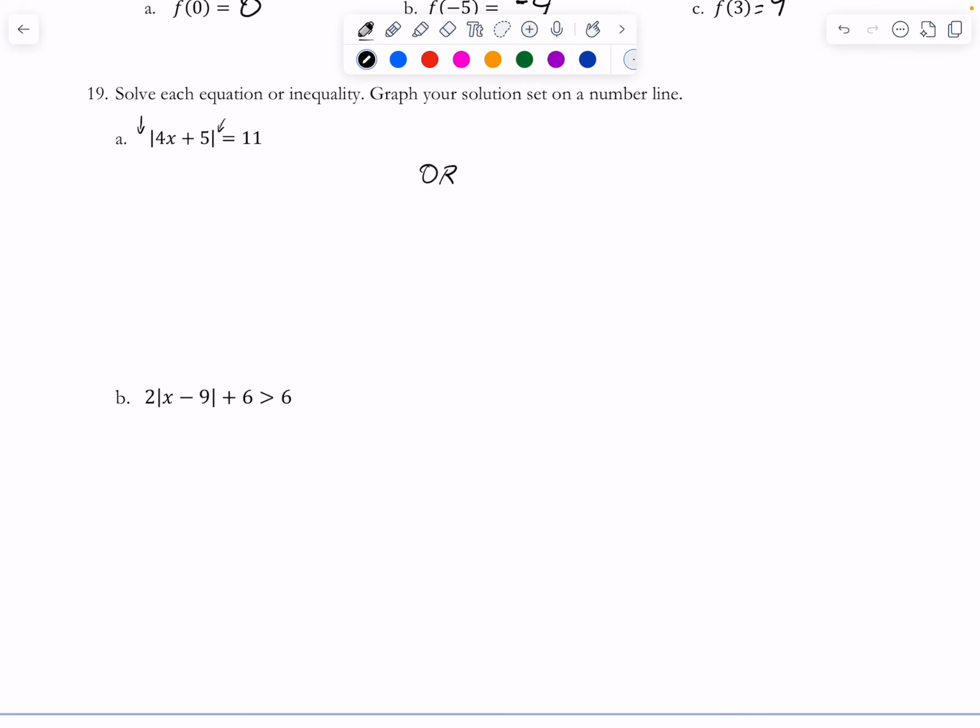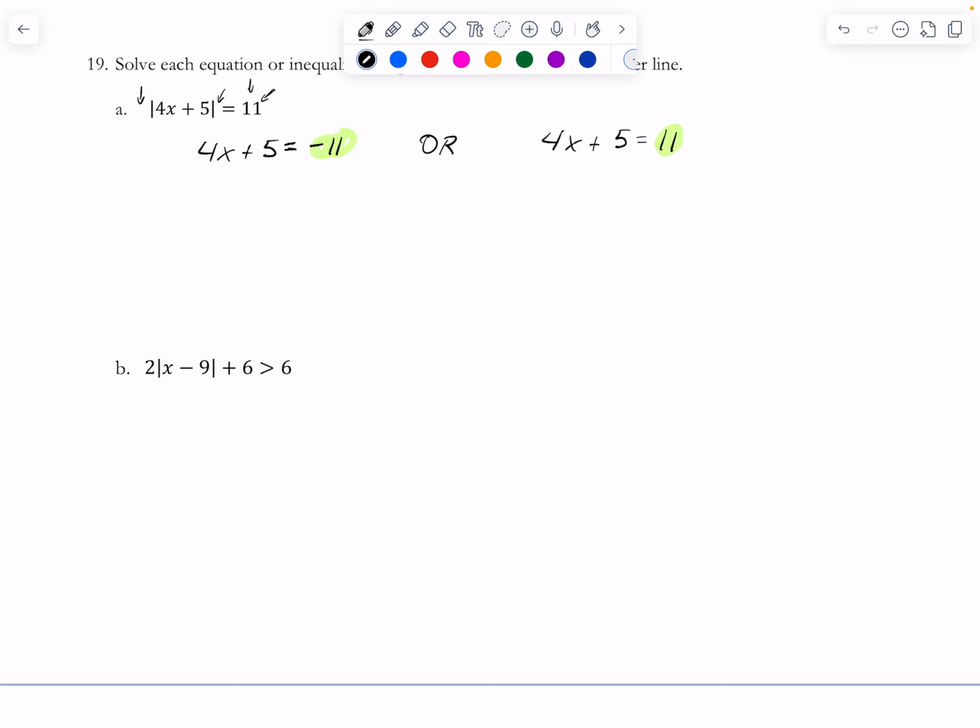So I'm going to write "or," and I like to put the original one on the right side. So 4x plus 5 equals 11, or 4x plus 5 equals negative 11 on the left side. Because remember, if we take the absolute value of 11, then we end up with 11. If we take the absolute value of negative 11, we also would end up with 11. So that's why we have two possible solutions here. Now the algebra is just moving over the 5 with subtraction. So we have 6, so x equals 6/4, which is 3/2. Or we have 4x equals negative 16, so x equals negative 4.